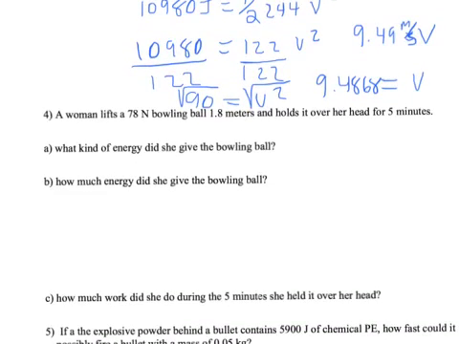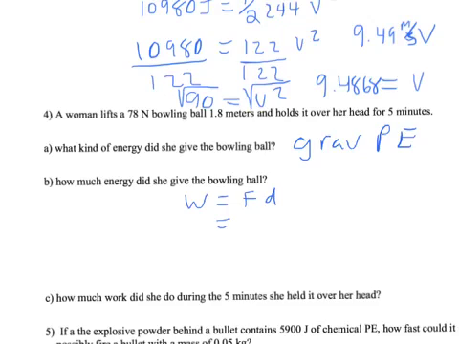Okay, now in number 4, let's see what we're trying to find out. A woman lifts a bowling ball; we know the force, we know the distance, and we know the time. So let's see, what kind of energy did she give the bowling ball? Well, by taking it from one position and lifting it to a higher position, what you're giving it is gravitational potential energy. How much energy did she give the bowling ball? Well, to calculate that, I'm going to use the work equation. Work equals force times distance.